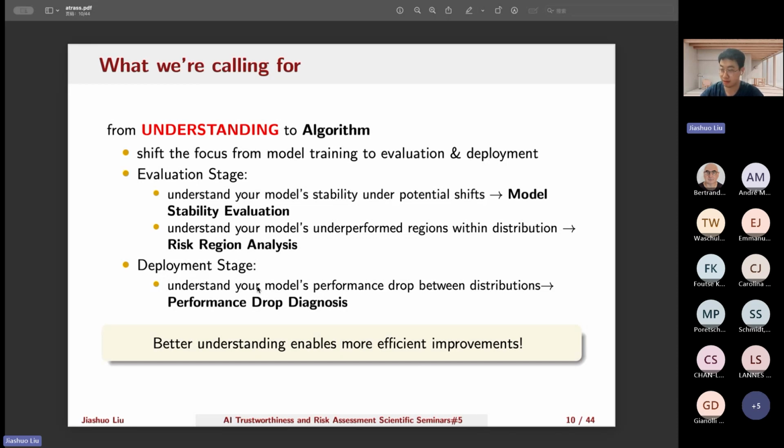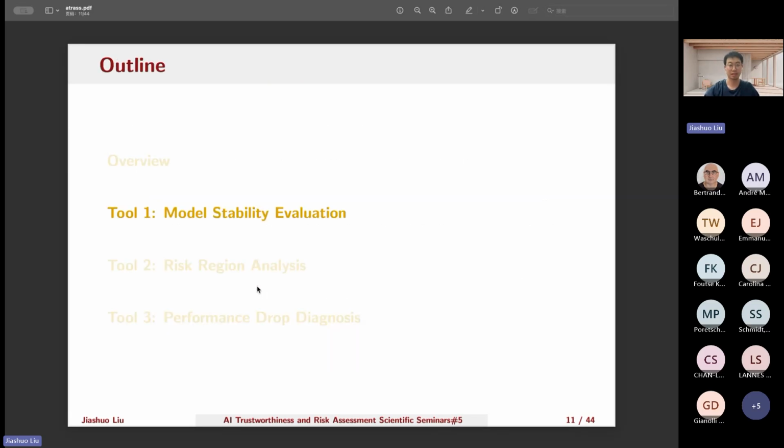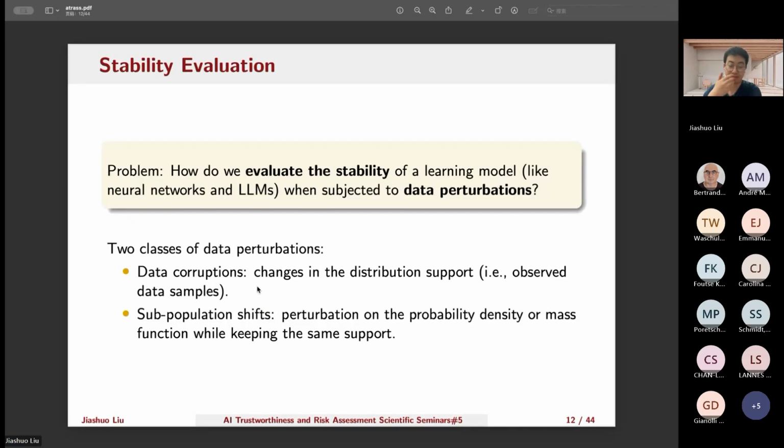And for these 3 tools, the high level idea is that we really need to understand the model performance and the distribution shifts better, which can enable even more efficient model improvements. And this is a big picture of my talk. And then we move on to the first tool, the model stability evaluation.